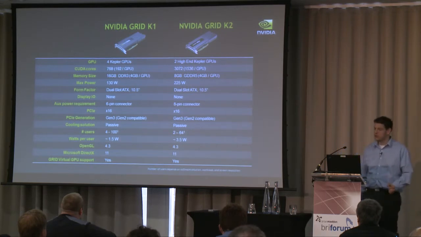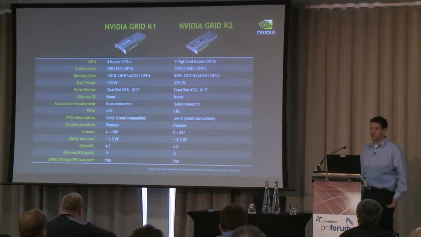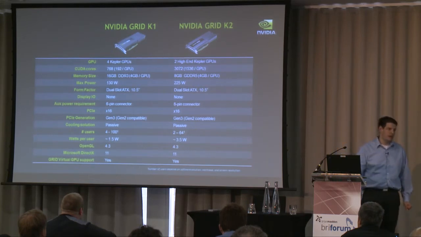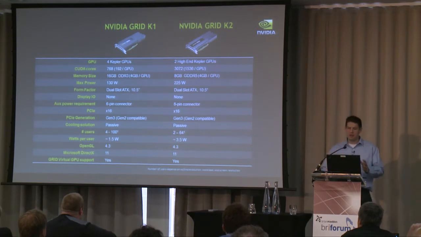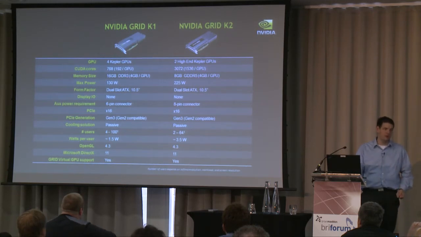So here you have 2 high-end Kepler GPUs, which have 1536 CUDA cores per GPU, extremely fast memory, 8 GB of GDDR5 memory, and this is the best performance you can get, and actually you have 2 of these very great performers packaged into one card.